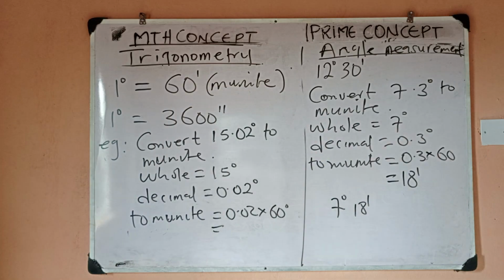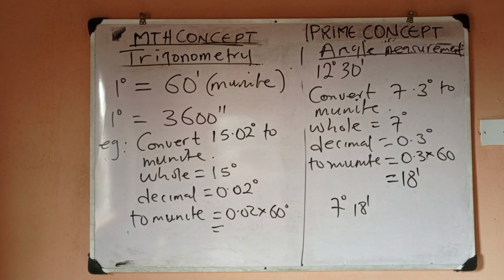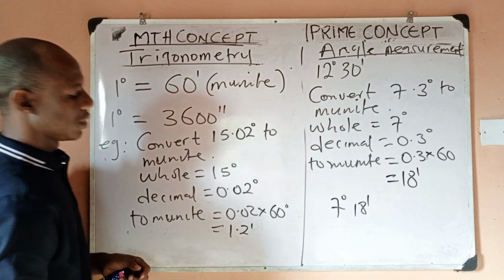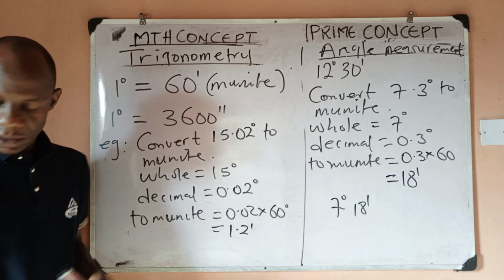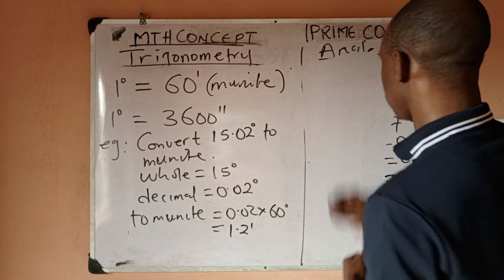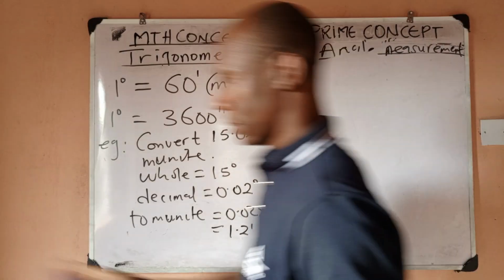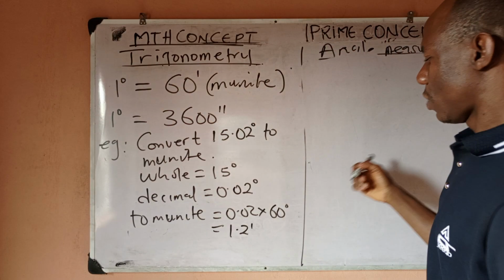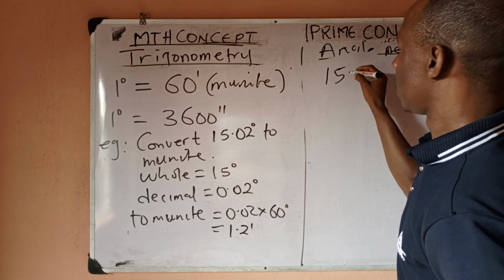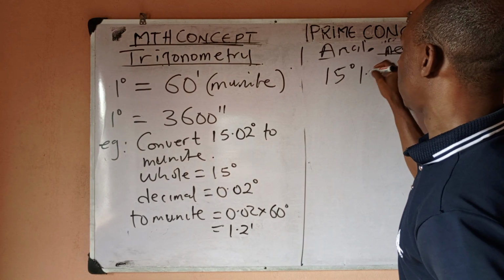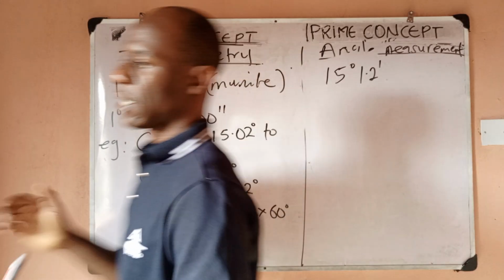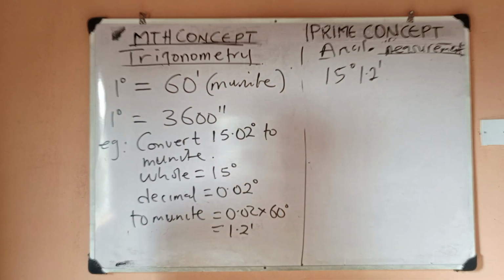So if we do this, we then confirm our answer. Let me punch that. All right, so I have 1.2 minutes, right? Yes, so I can quickly write my answer. I have 15 degree 1.2 minutes, or you can just approximate this and say 1 minute approximately, which is always best.